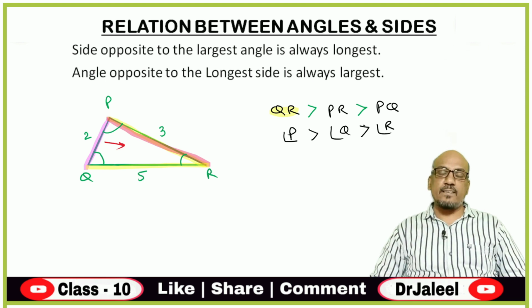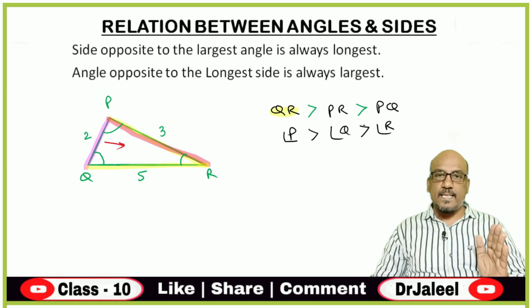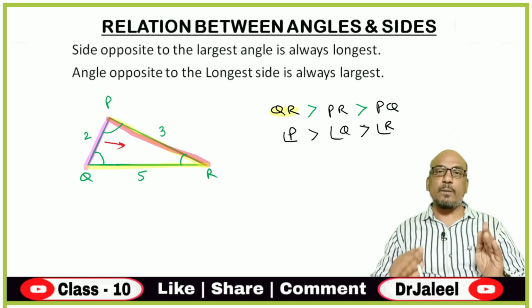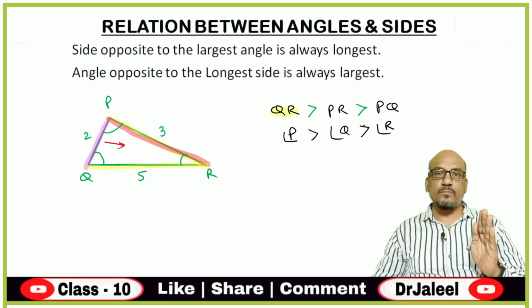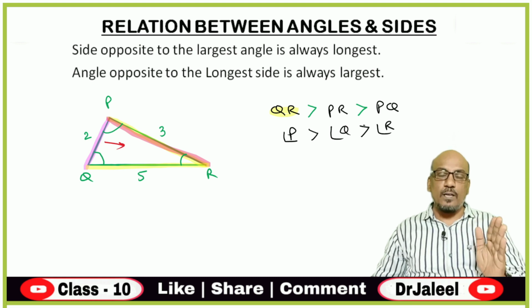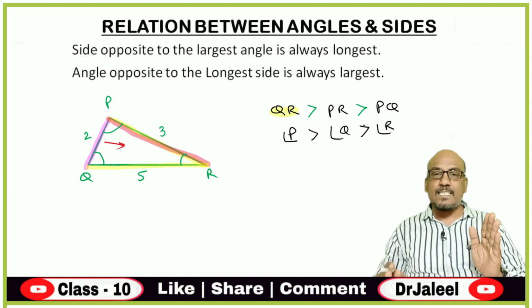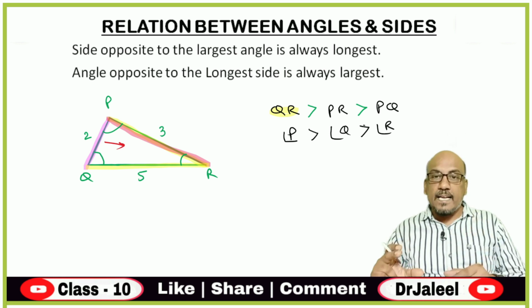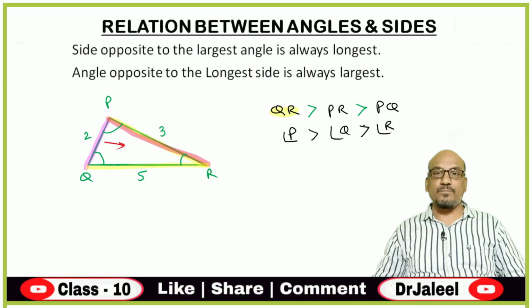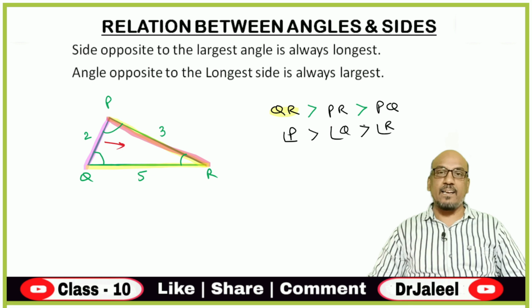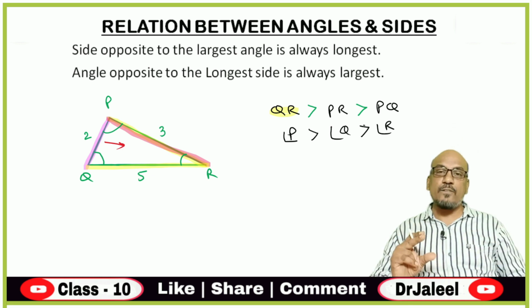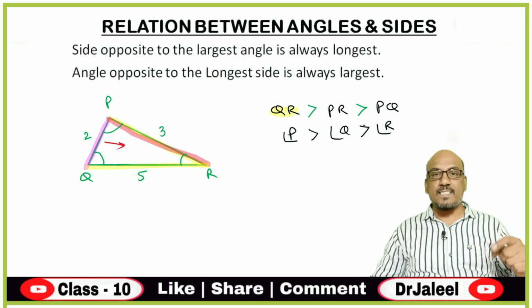So by this we understand that if the side is longest, the opposite angle to that side will be largest. If the side is small, the opposite angle to that side will be smaller. Mean angle depends on the opposite side, and the length of the side will depend on the opposite angle. So as the angle is increasing, the side length will increase. If angle is decreasing, opposite side length will decrease.